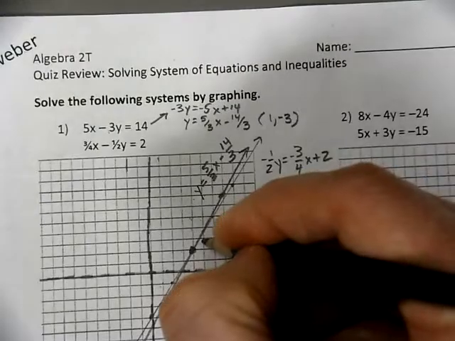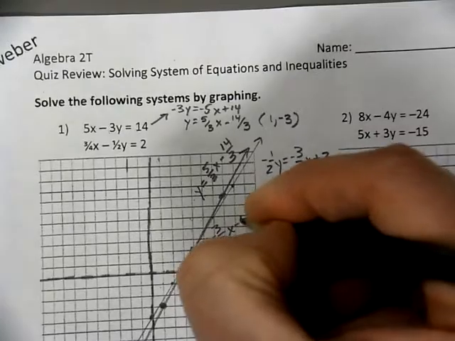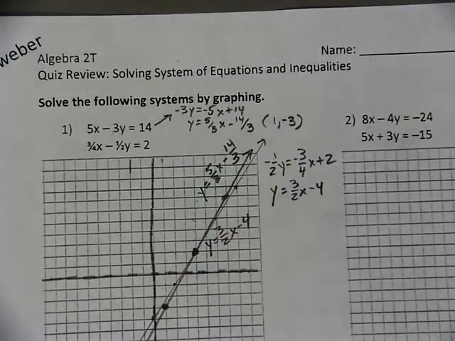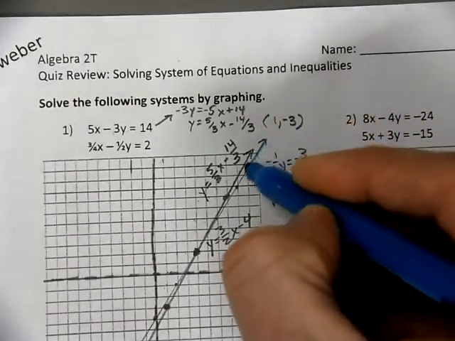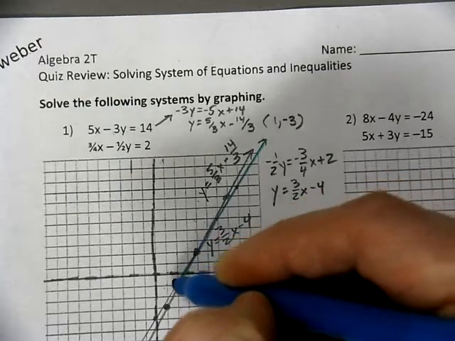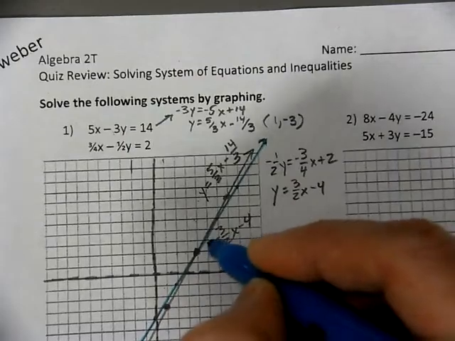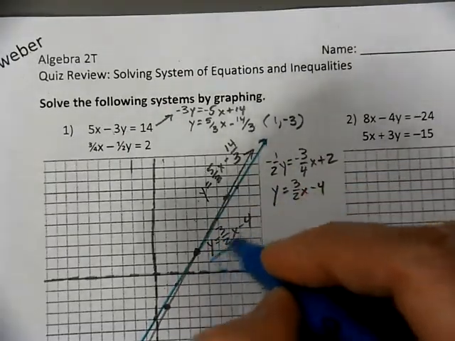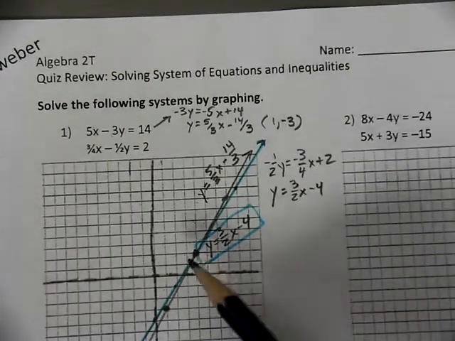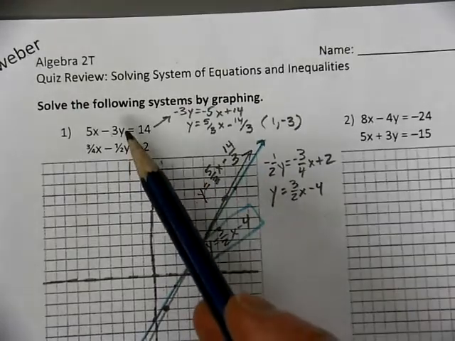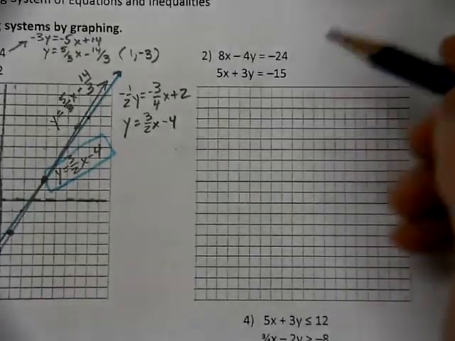There they go, and this is the equation y equals 3/2 x minus 4. And if you'd like to turn that one into a different color, highlighter works pretty good, doesn't bleed through too much. Okay. So there's your system of equations, the point that is a solution for both of these equations.